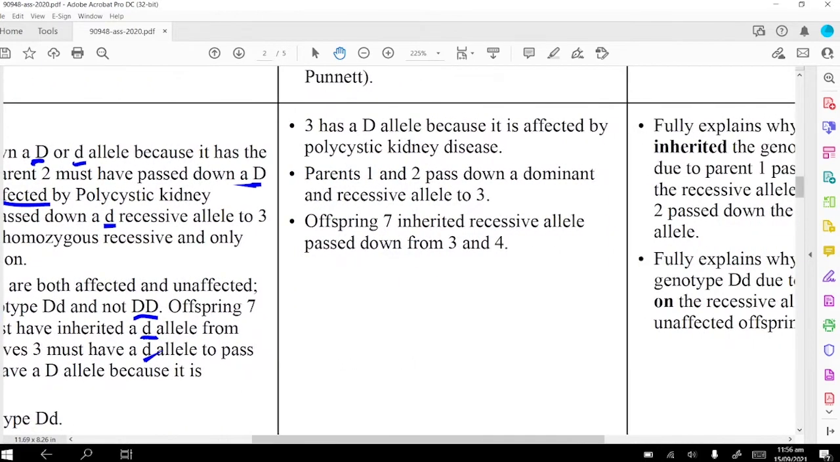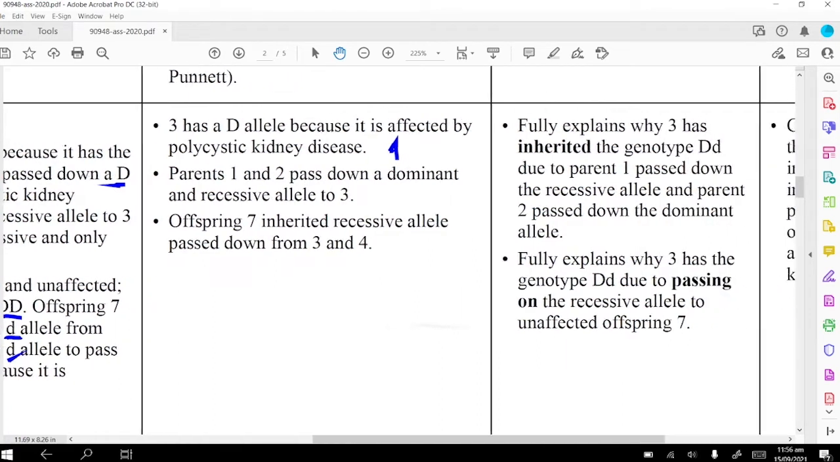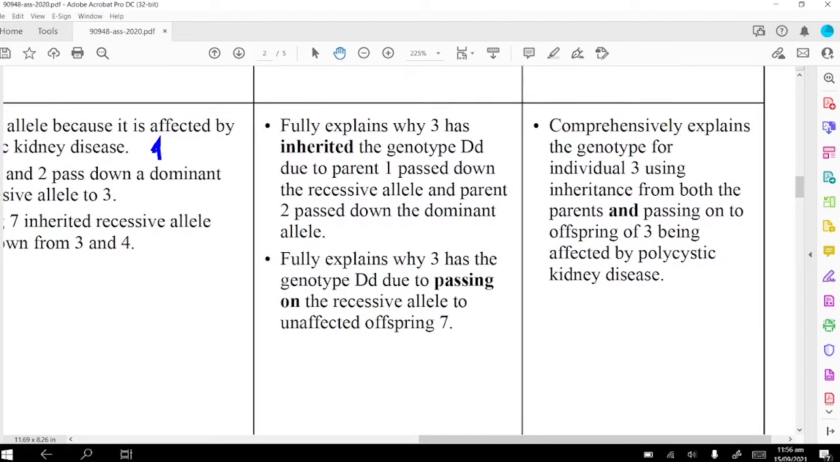So if you said that number 3 had a D allele because it's affected by polycystic disease, then you get an A. Parents 1 and 2 pass down a dominant and recessive allele to 3. Yep, we said that, and offspring 7 inherited a recessive allele passed down from 3 and 4. Then, for merit, you comprehensively explain, and there's 2 opportunities for merit here. You fully explain why 3 has inherited the genotype big D little d due to parent 1 passing down the recessive allele and parent 2 passing down the dominant allele. Okay, so we talk there about number 3's parents.